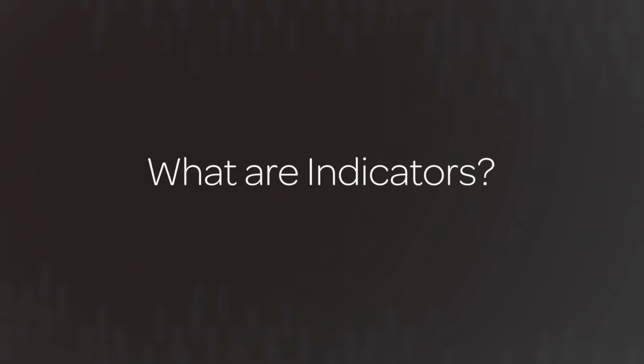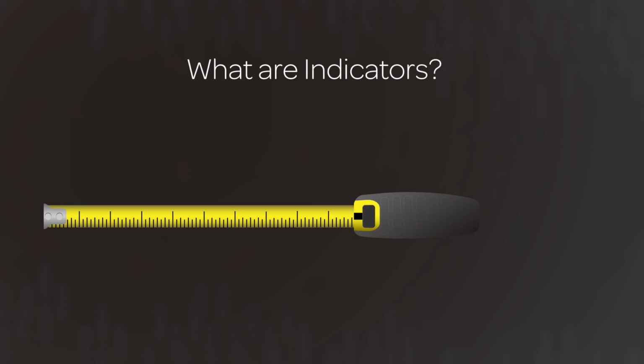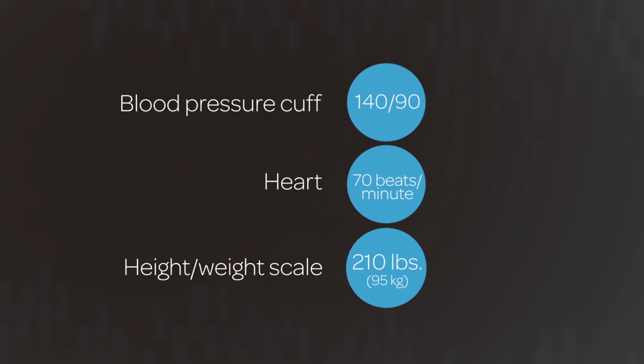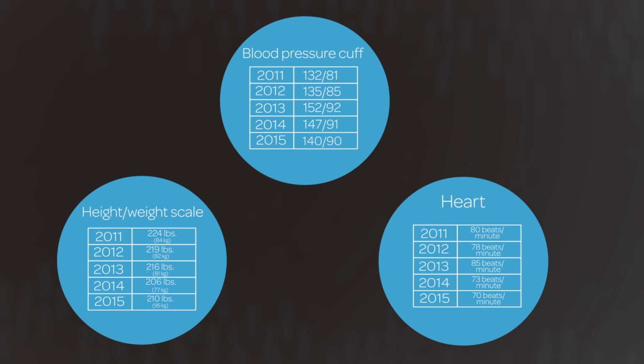So what are indicators? In performance analytics, indicators are metrics, or measurements. For example, when you go to the doctor for an annual physical, the doctor will usually take your blood pressure, check your heart rate and weight, and record these values in your chart. Taken over time, these measurements may be considered key measurements or indicators of the average person's health.